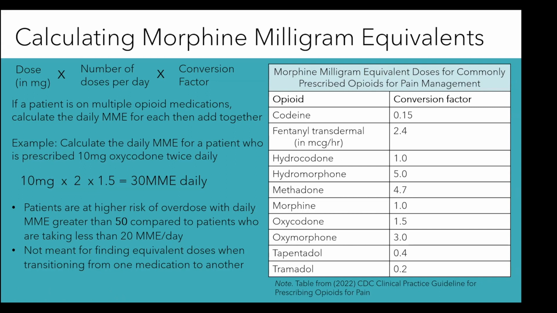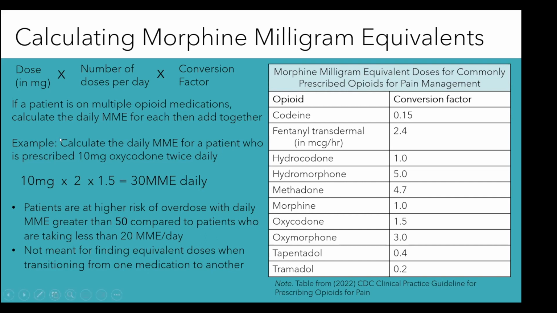The way MME is calculated is by taking the dose in milligrams, multiplying that number by the number of doses per day, and then multiplying that number by the conversion factor. If a patient is on multiple opioids, then at this point, the values can be added together. And of note, this should not be used to calculate equivalent dosing.